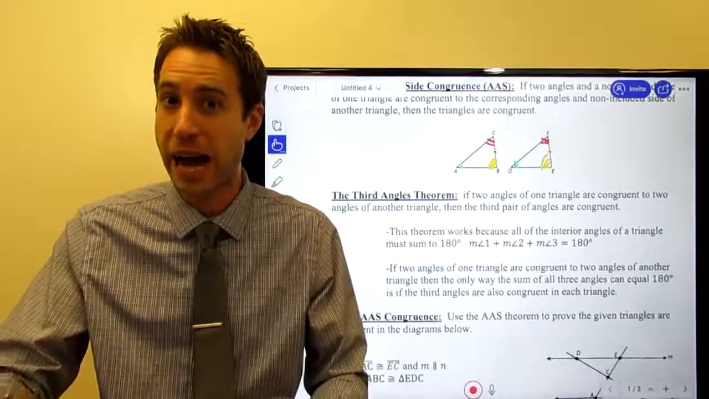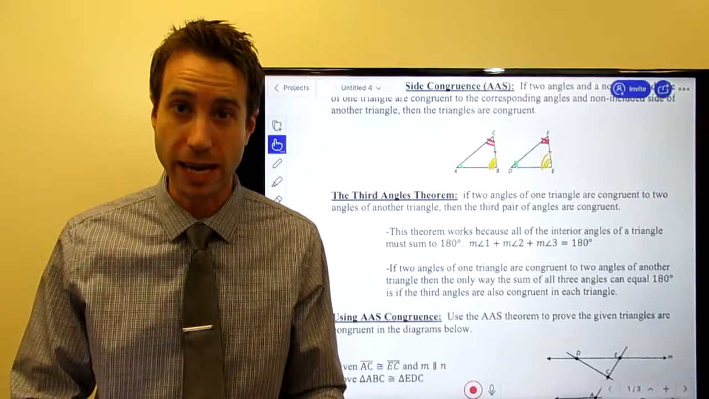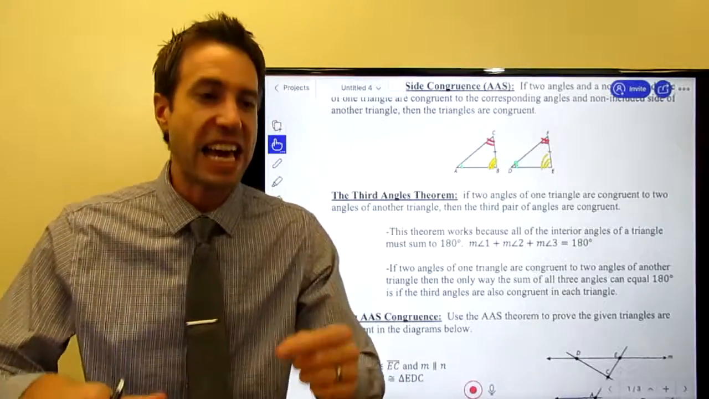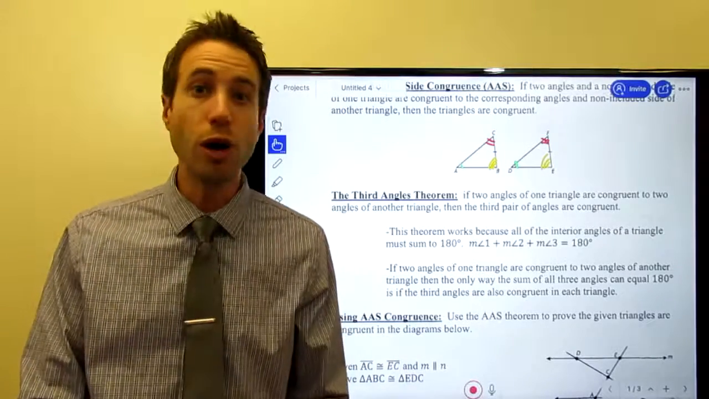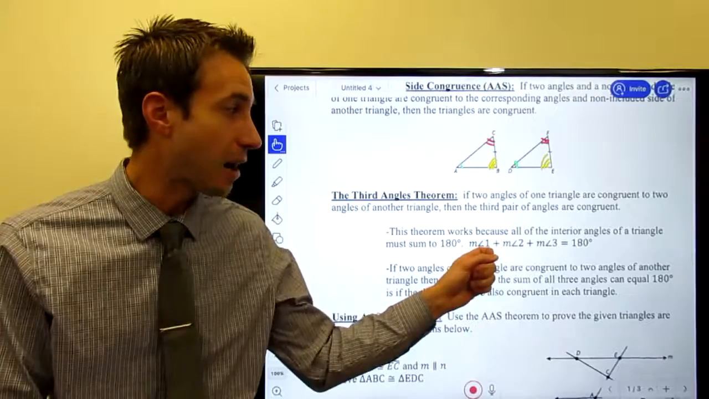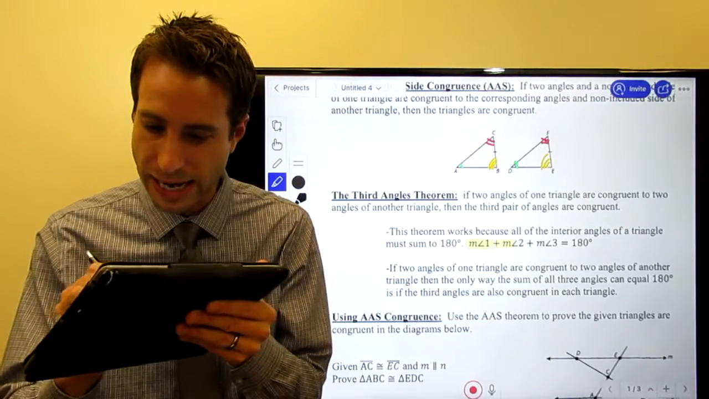You cannot have a triangle if the three interior angles don't sum to 180 degrees. In fact, if the three interior angles don't sum to 180 degrees, you don't have a triangle. That's how the theorem goes. They must sum to 180 degrees.